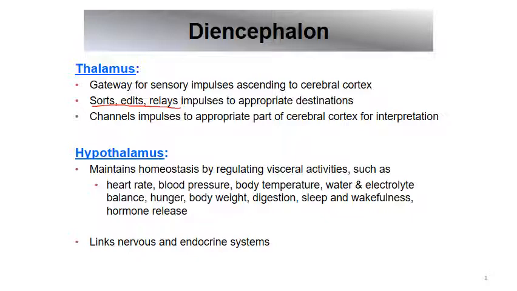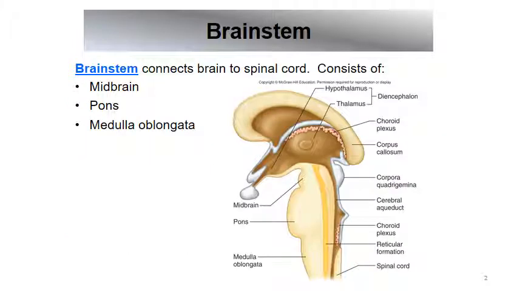So let's say the visual information has to stop at the thalamus and then go to the occipital lobe. Or if it's the hearing information, it stops at the thalamus, then goes to the temporal lobe. Okay, then next, the hypothalamus. This maintains homeostasis. It regulates our internal organs. So for example, heart rate.